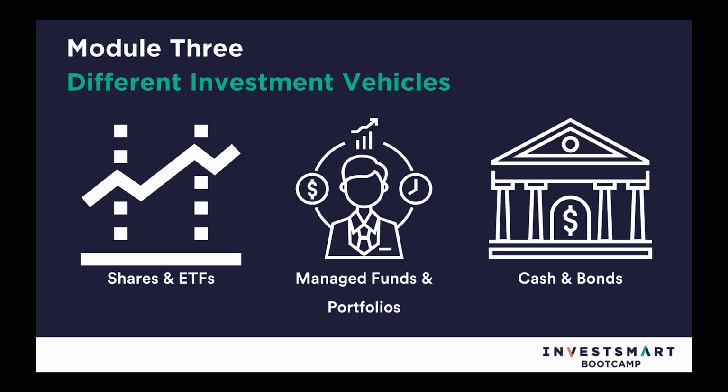So this module will look at the different investment vehicles that you can invest in. So basically the types of things that you can invest in. And first of all, we look at shares and exchange traded funds. These are fairly similar to each other. They trade on an exchange, have a buy and sell price. They pay dividends or distributions. The next step is the managed funds and managed portfolios. Fairly similar to each other, but there are some strong differences as well. And lastly, the cash and bonds, so more defensive type assets, usually lower return, but lower risk.